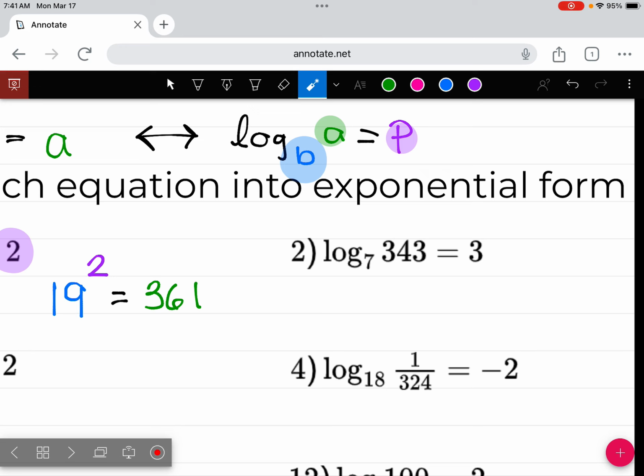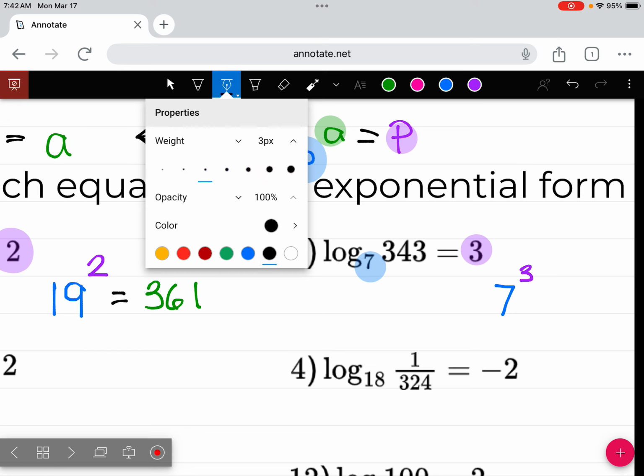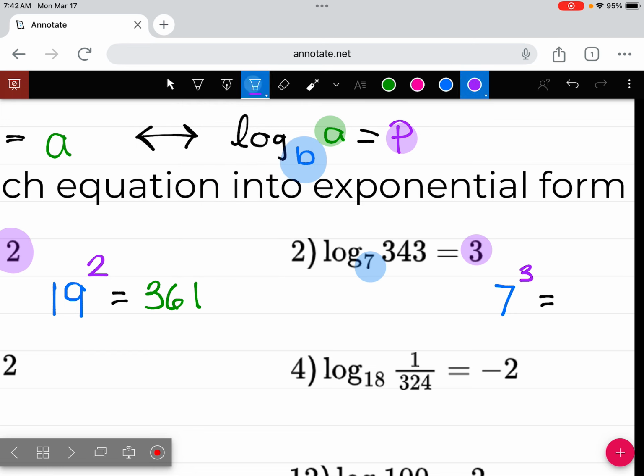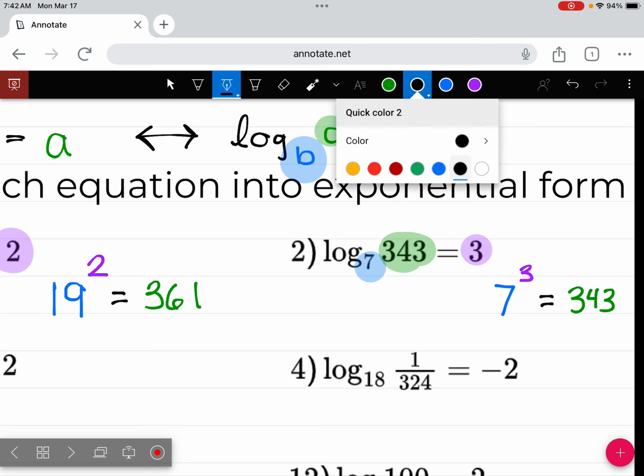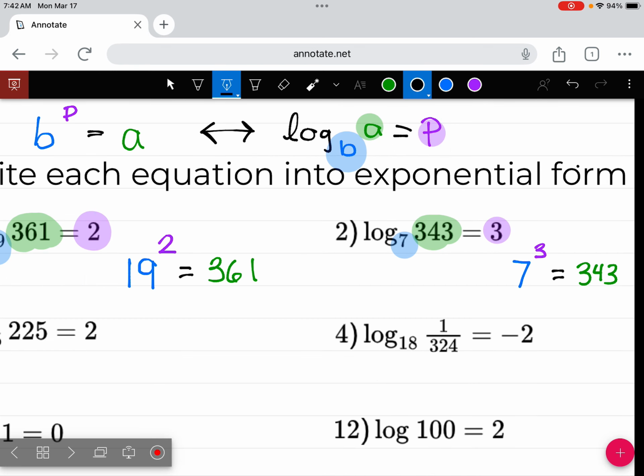Same kind of vibe for number 2. I'm going to find my base, which is 7, and my power, which is that 3. And we know that's going to equal our argument, which is that 343. So log base 7 of 343 equals 3 is the same thing as 7 cubed is 343.